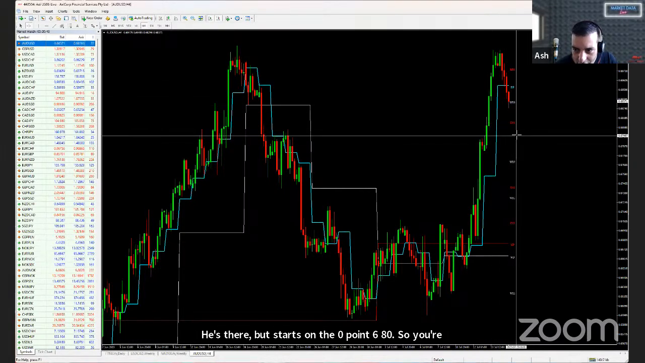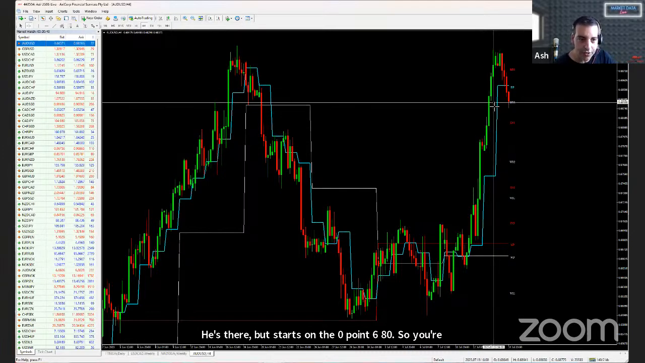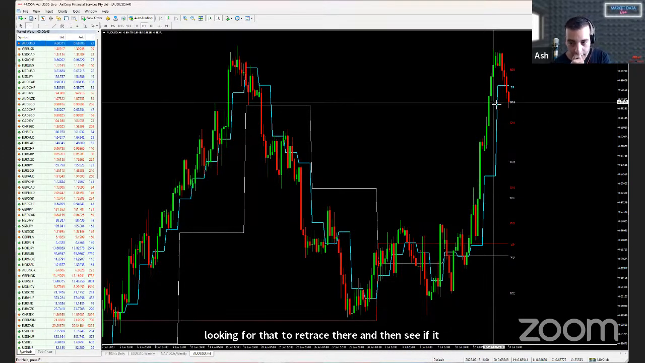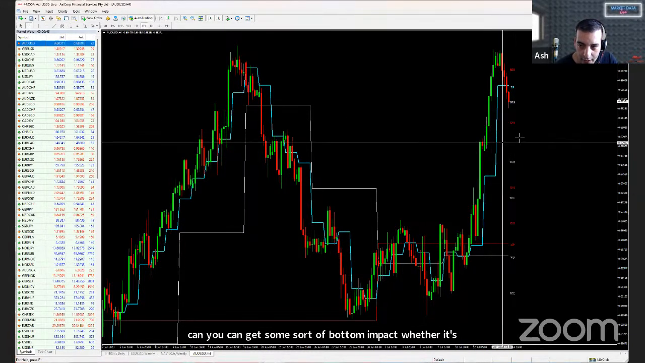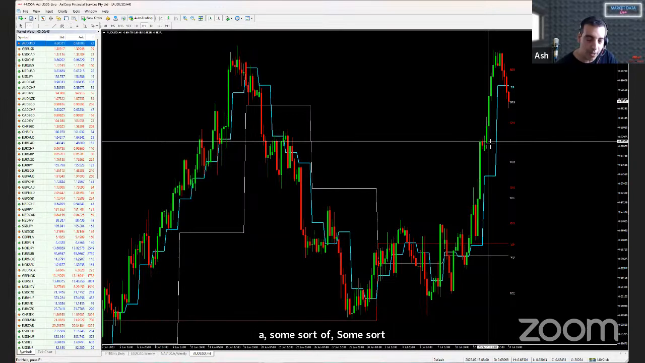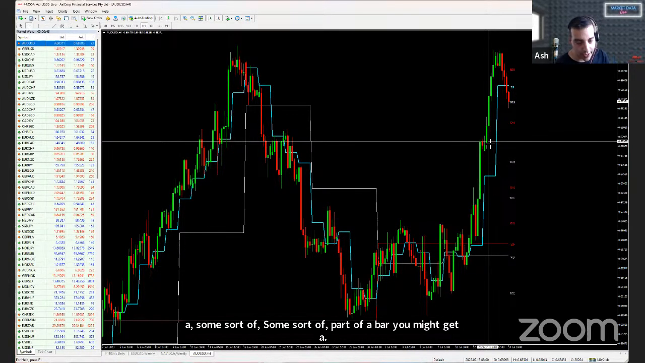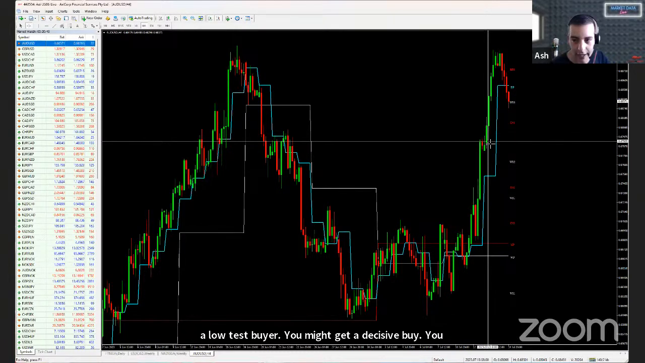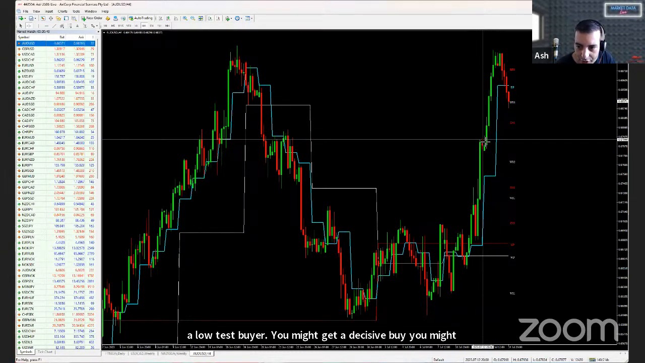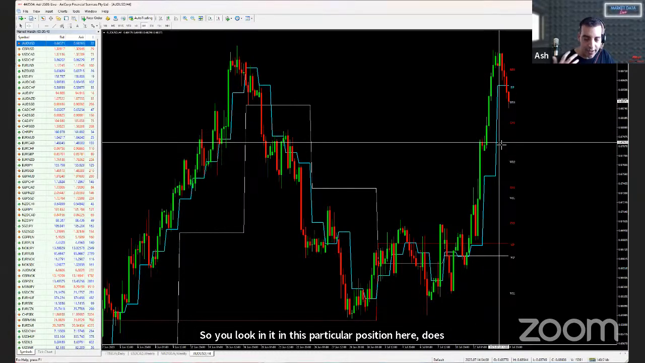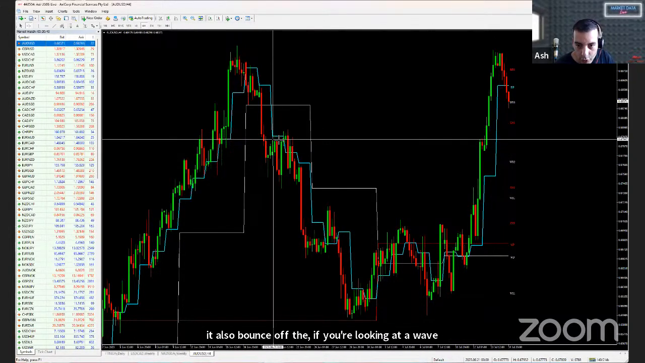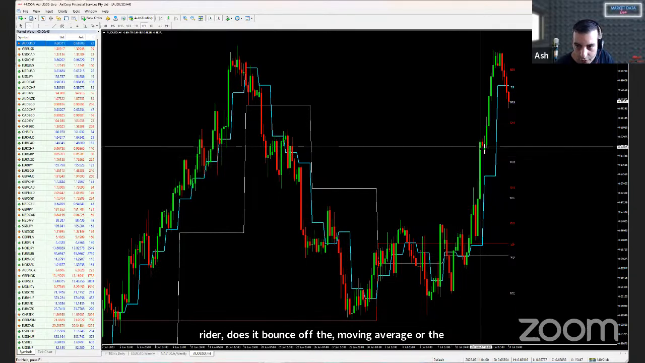So you're looking for that to retrace there, and then see if you can get some sort of bottoming pattern, whether it's some sort of bar. You might get a low test bar, you might get a decisive bar, you might get an engulfing pattern, or you might get an inside bar. So you're looking at, in this particular position here, does it also bounce off the, if you're looking at a wave rider, does it bounce off the moving average or the weekly pivot, or it would be a horizontal level? You can see that there's a horizontal level over here.